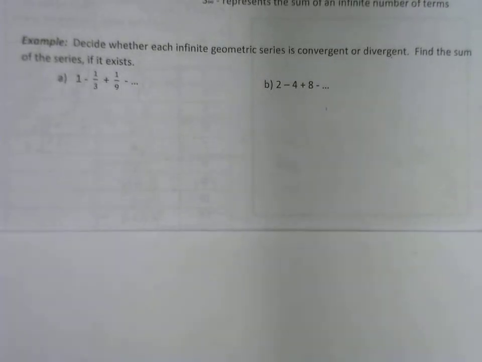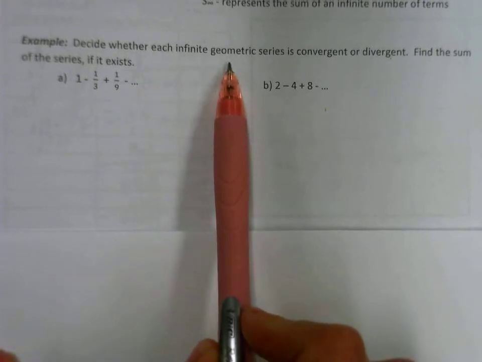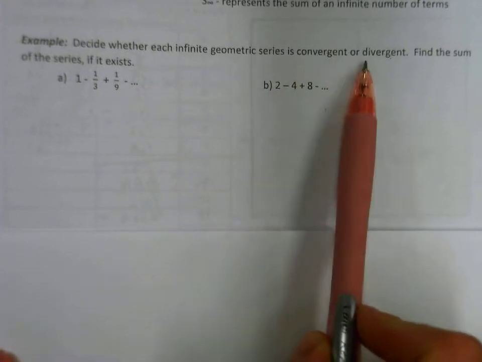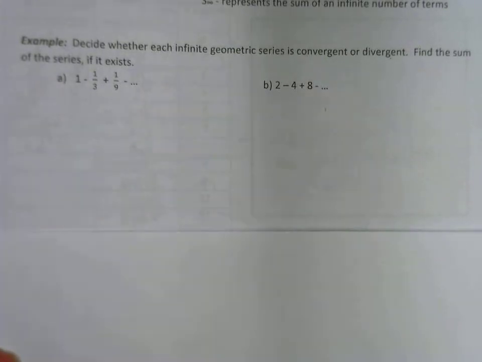Infinite geometric sequences or series. We had talked about two types of series, one where a series is convergent versus divergent. So given the following example, decide whether each infinite geometric series is convergent or divergent, and then find the sum of the series if it exists.